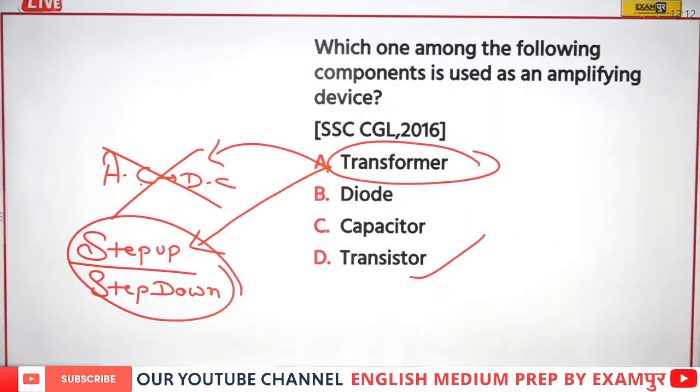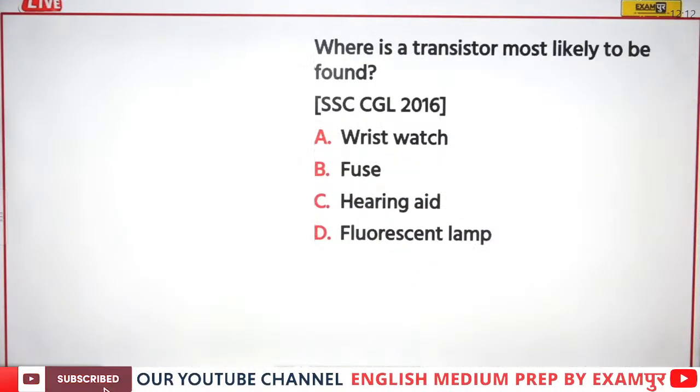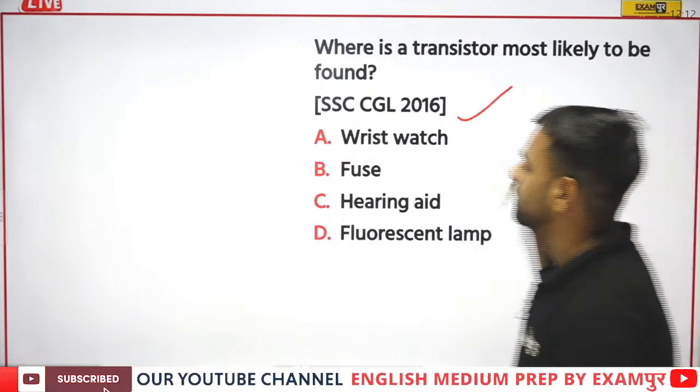Next, this is the next question. Where is a transistor most likely to be found? This is from CHSL 2016.